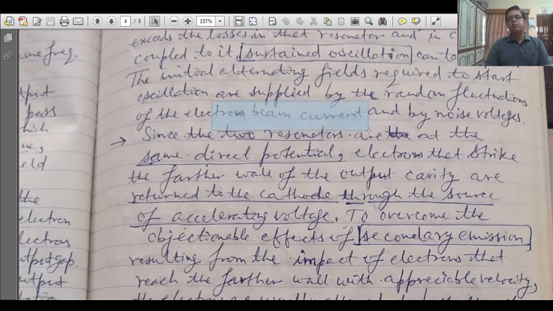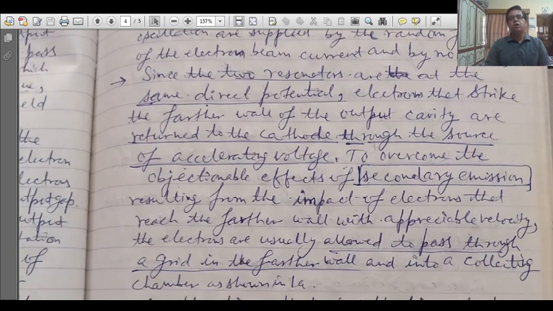Fluctuations of the electron beam current and noise voltages also happen. Since the two resonators are at the same direct potential, electrons that strike the farther wall of the output cavity are returned to the cathode through the source of accelerating voltage.